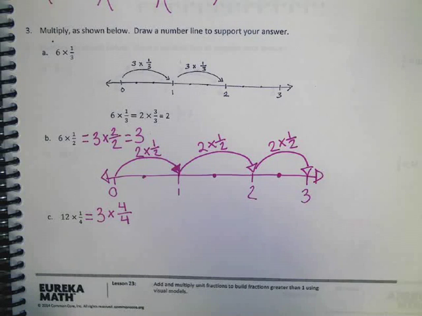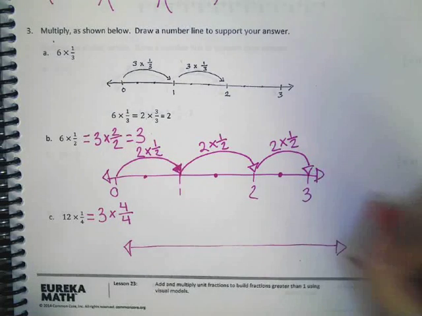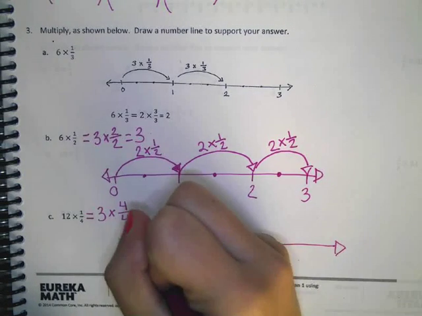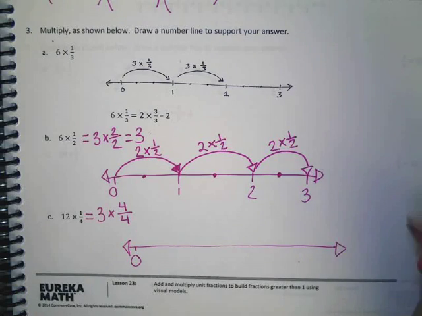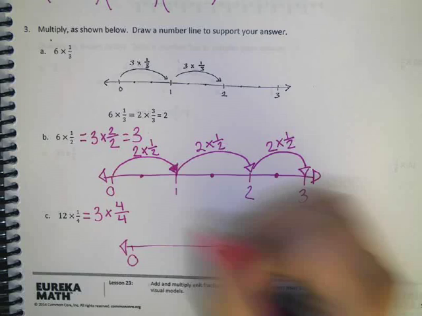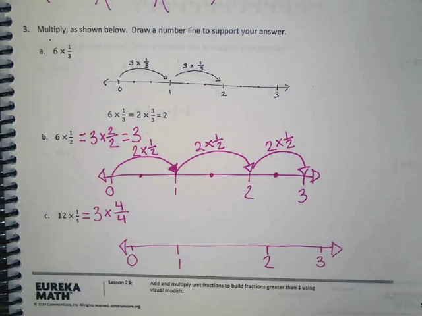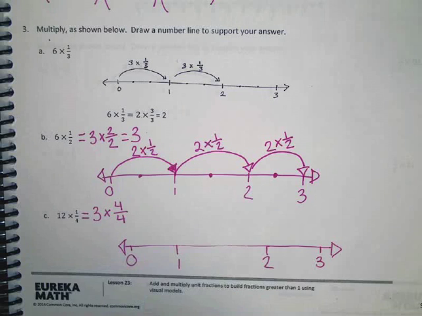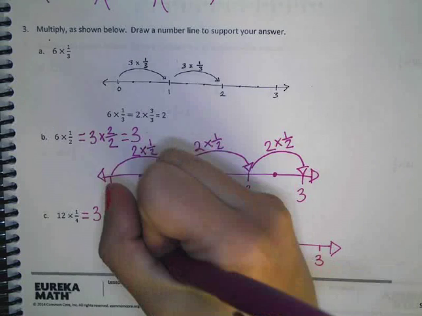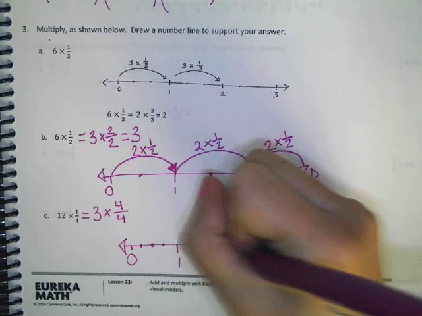All right, so how can I draw a number line here to show this? I'll put 0 here. What should I end it with, everyone? 3. And what should I have between? 1 and 2. All right, how should I space out my groups? What size pieces are we looking at, Jacob? Fourths. So I'm going to make these into fourths. My groups aren't very even, but that's all right.